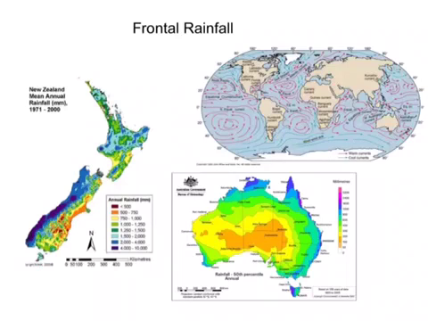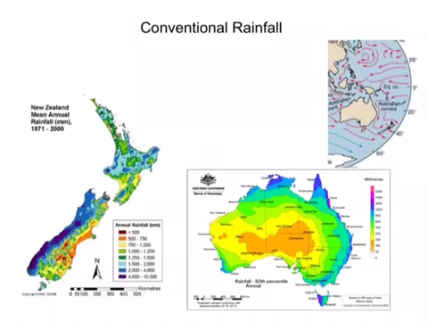Australia also would not receive too much frontal rainfall because of all the warm air currents around here. But at the bottom of Australia, near Tasmania and everything down here, it would still receive some cool air currents, meaning it would still get some frontal rainfall.